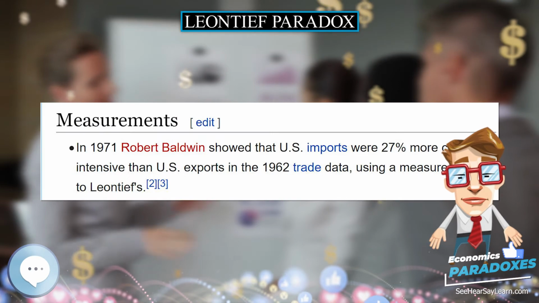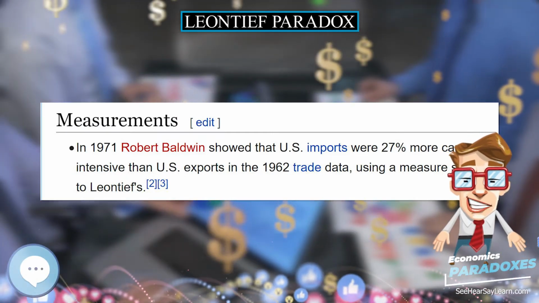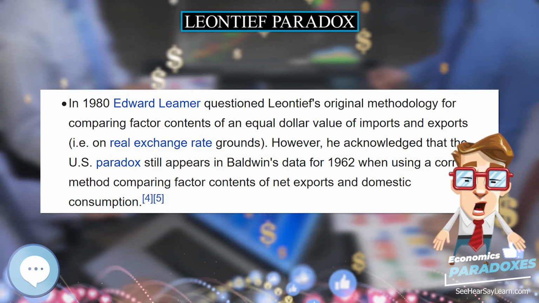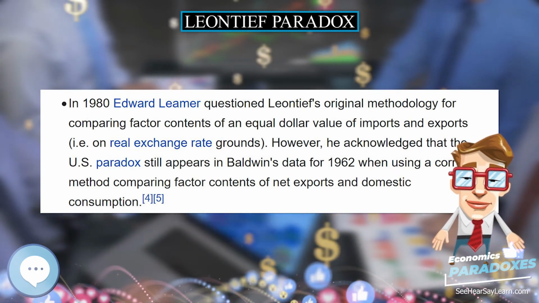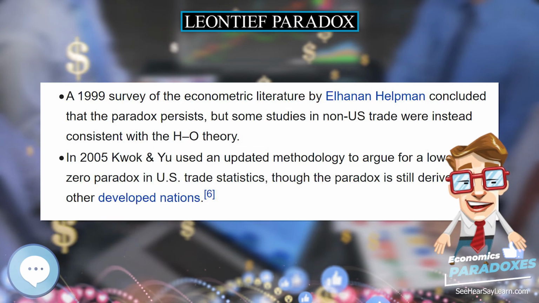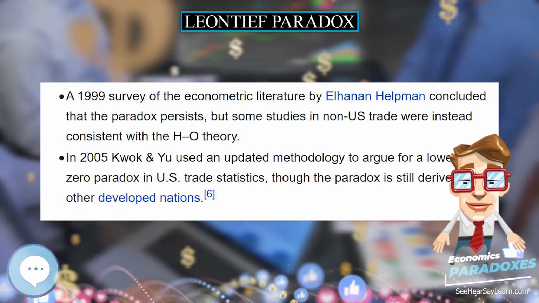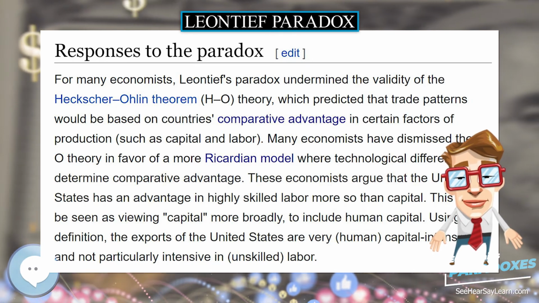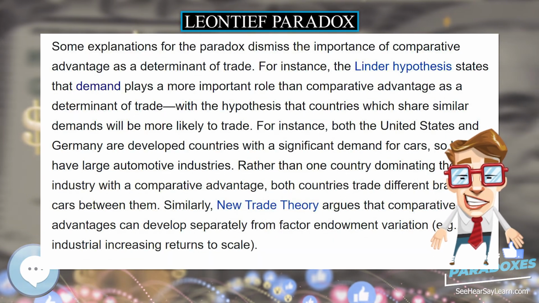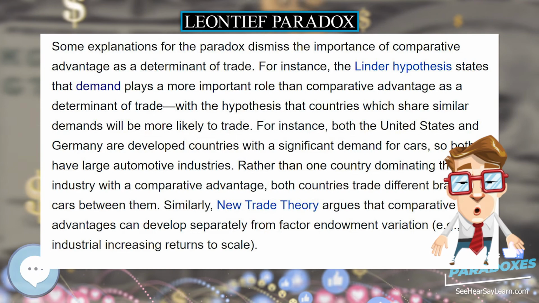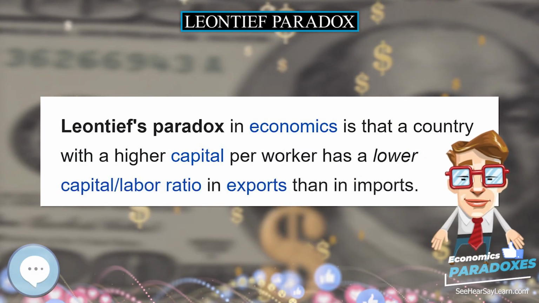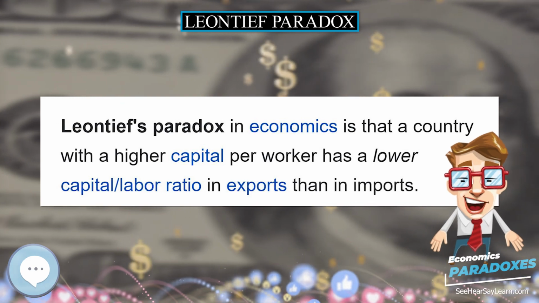For instance, both the United States and Germany are developed countries with a significant demand for cars, so both have large automotive industries. Rather than one country dominating the industry with a comparative advantage, both countries trade different brands of cars between them. Similarly, new trade theory argues that comparative advantages can develop separately from factor endowment variation, e.g., in industrial increasing returns to scale.